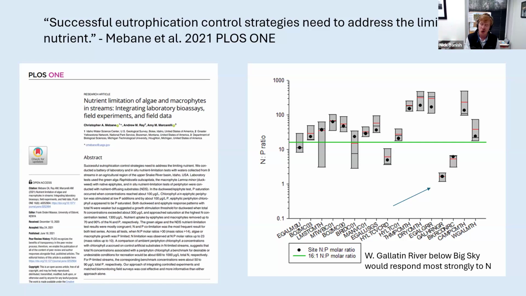But we're really concerned about this limiting nutrient because that suggests what we may be able to control on the landscape in terms of nutrient inputs. If we identify a system that is nitrogen limited, then we want to control the availability of nitrogen in that river ecosystem. I'm going to stop right there.